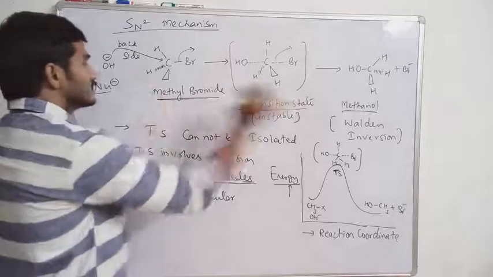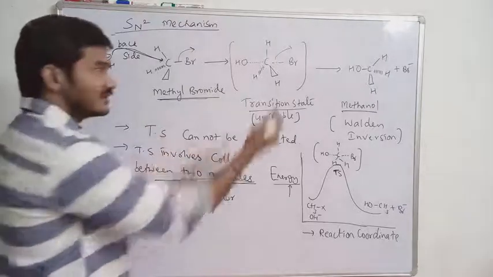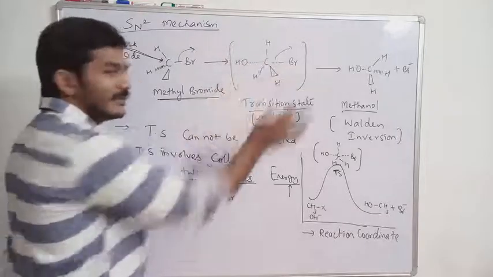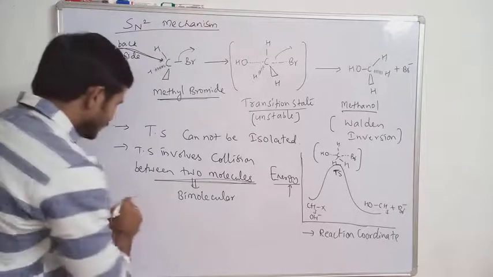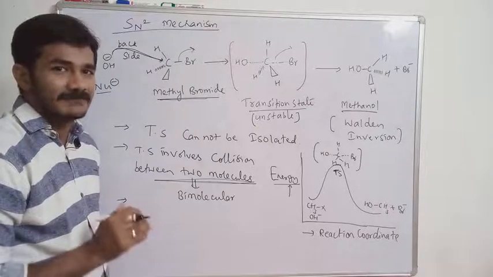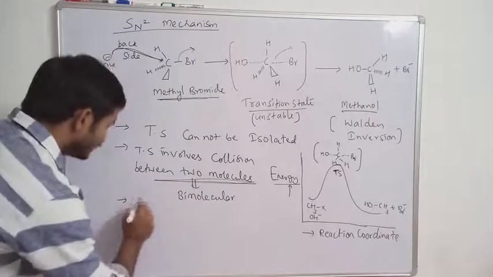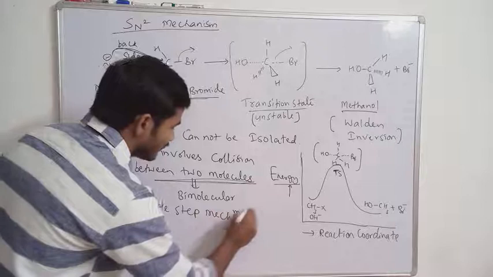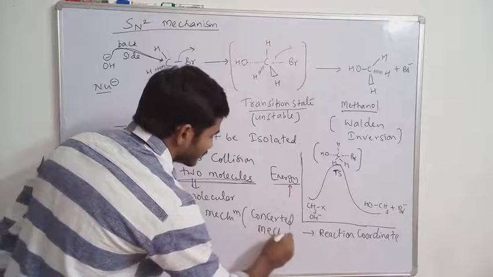And if you observe the mechanism here, as soon as the OH minus forms the bond with carbon, immediately the carbon-bromine bond is eliminated. That is, the bond is broken. Bond forming and bond breaking are both possible in a single step. That type of single step mechanism is said to be a concerted mechanism, which involves bond making and bond breaking in a single step. So I write it here: this involves a single step mechanism, also said to be a concerted mechanism.